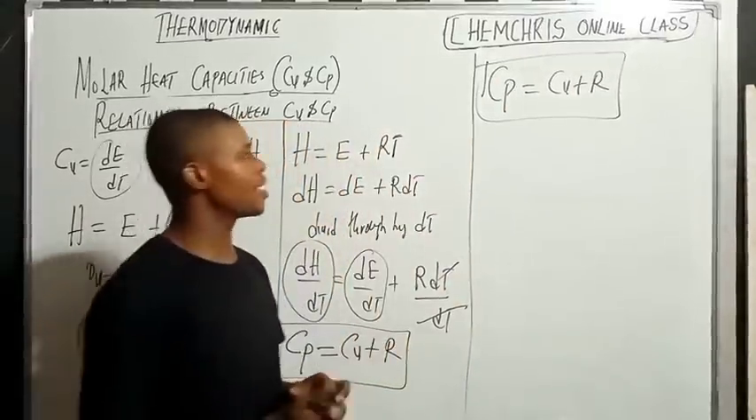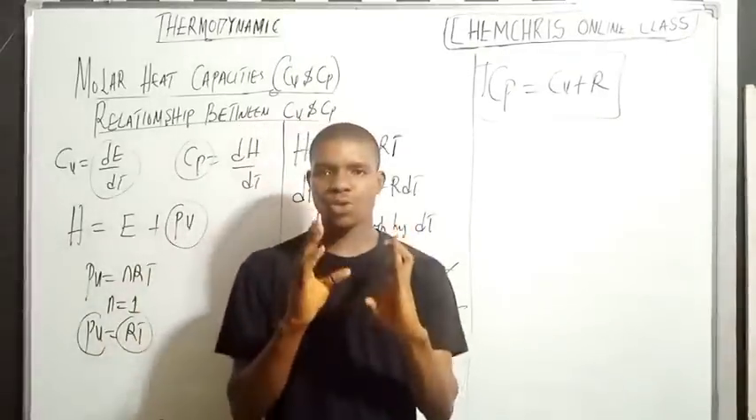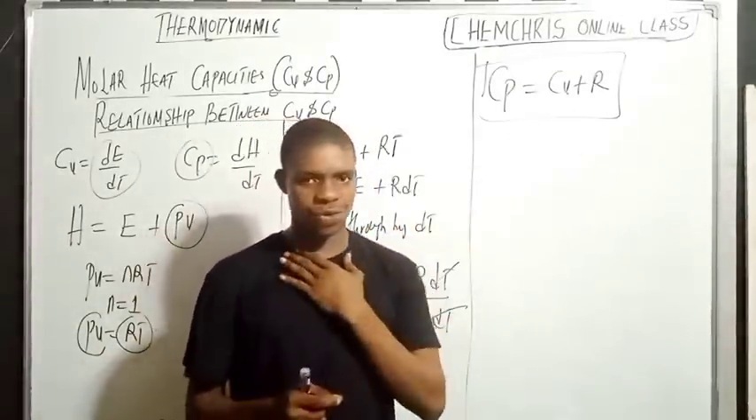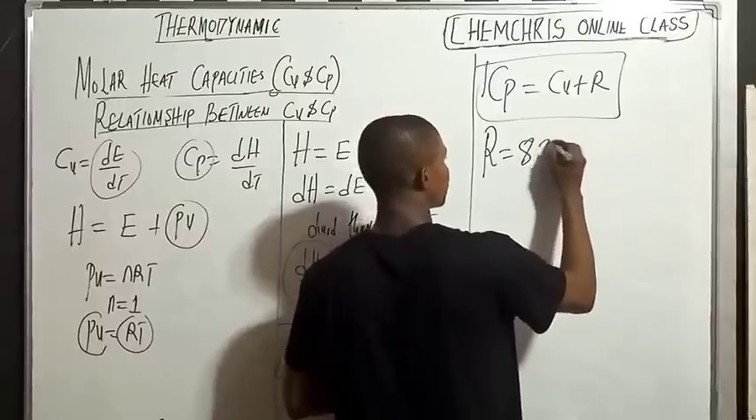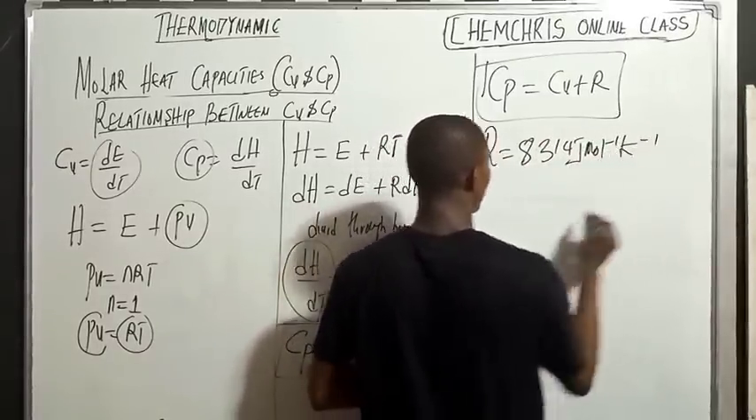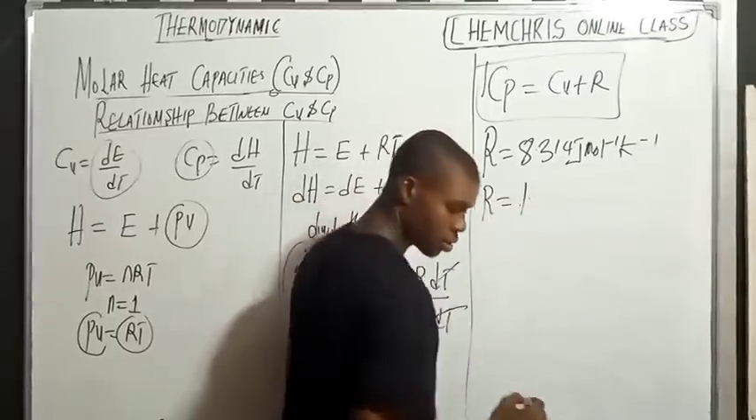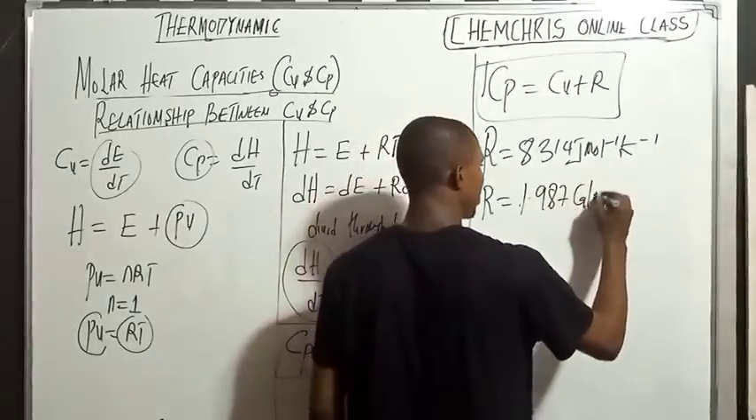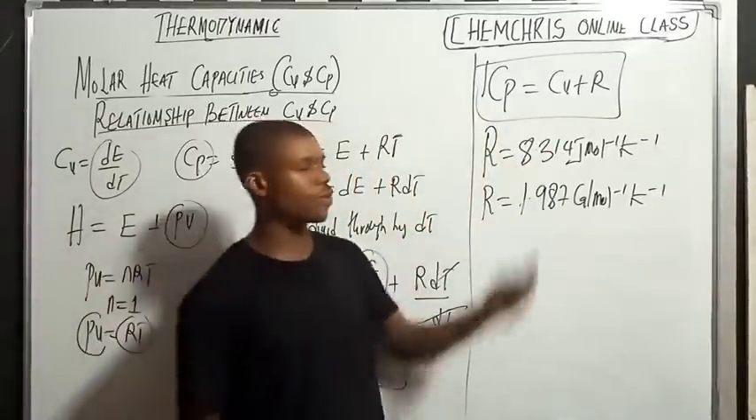So R can either be in joules or in calories. So we have two different units when it comes to R. R means the gas constant, right? So R here equals 8.314 joules per mole per Kelvin, or R equals 1.987 calories per mole per Kelvin. So that is what you have for this one here.